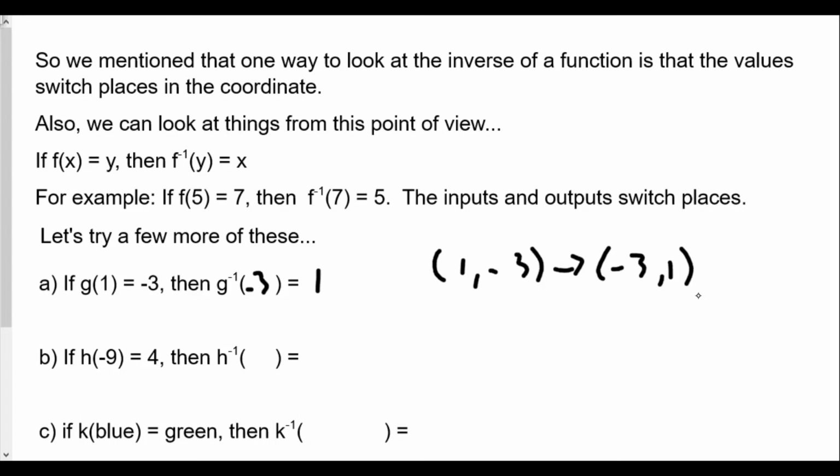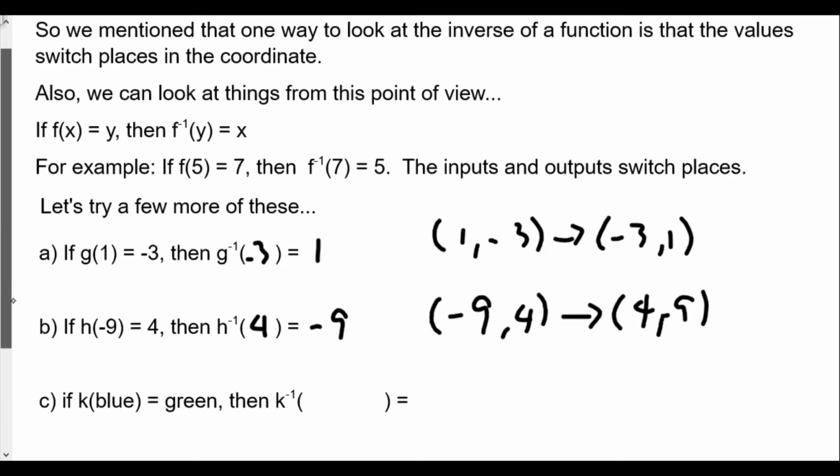So the same way for h of negative 9 equals 4, negative 9 comma 4 becomes 4 comma negative 9, meaning for the inverse, if I plug the 4 into the inverse, I'll get back the result of negative 9.